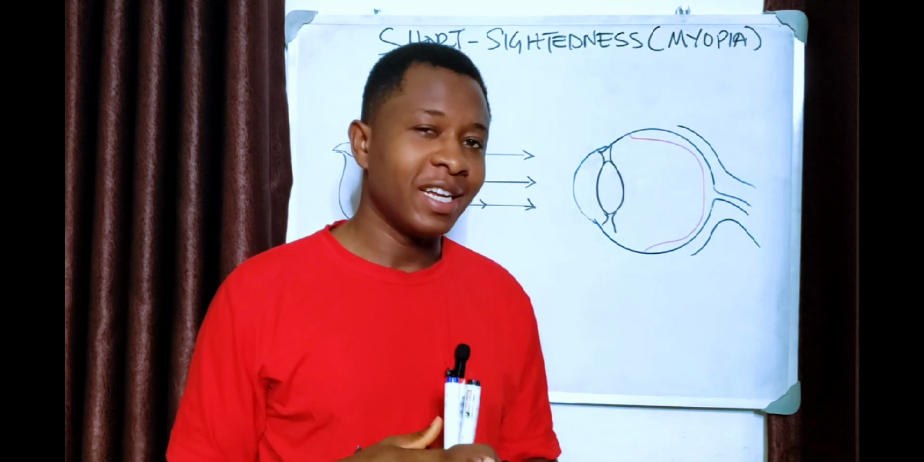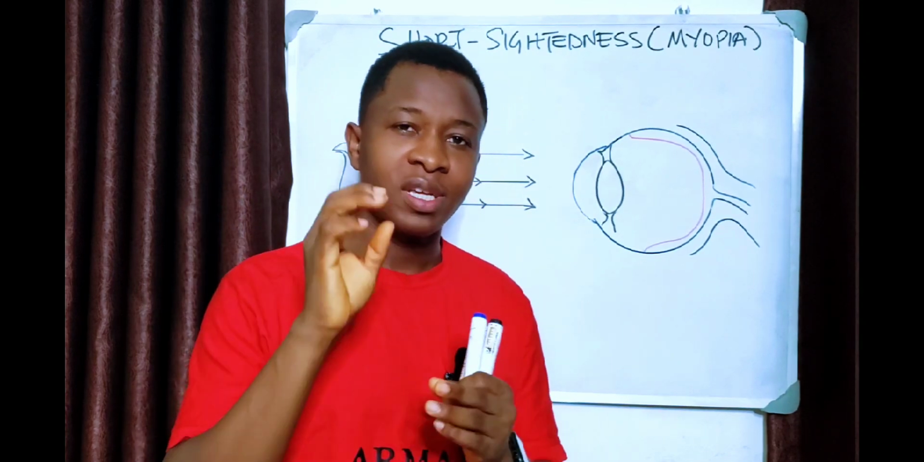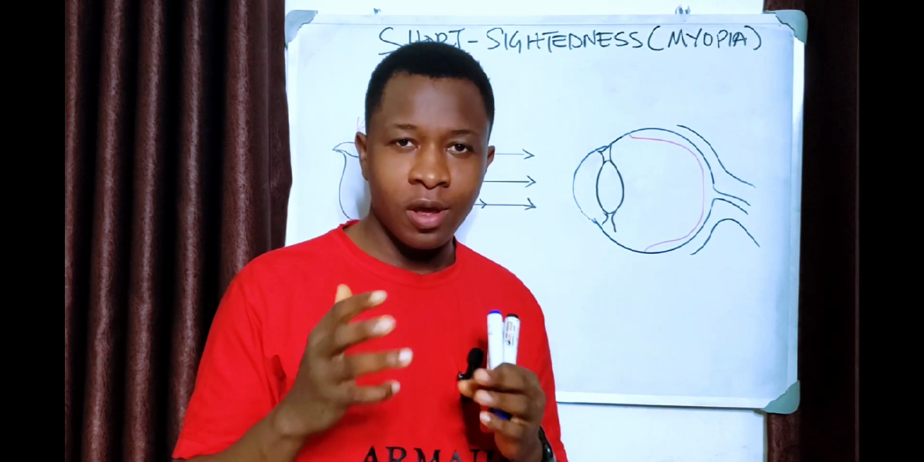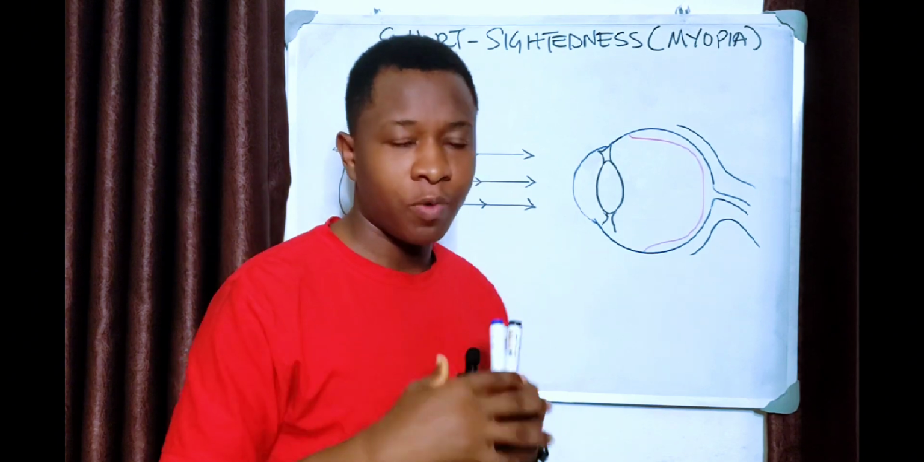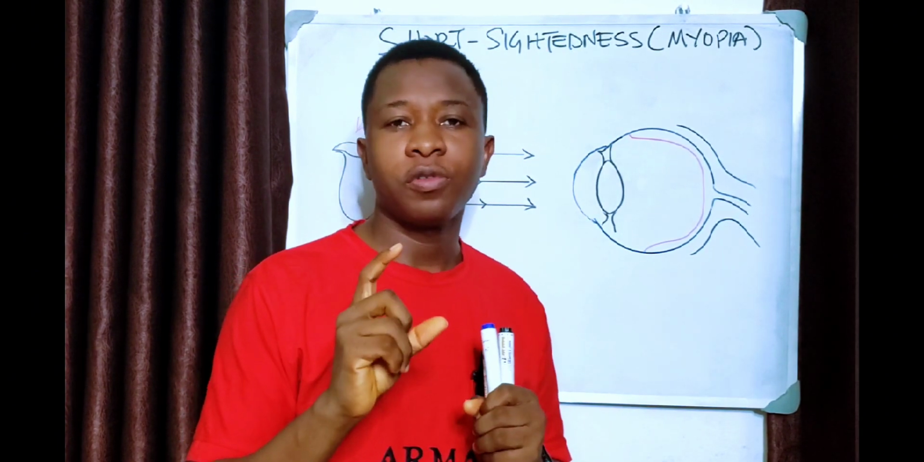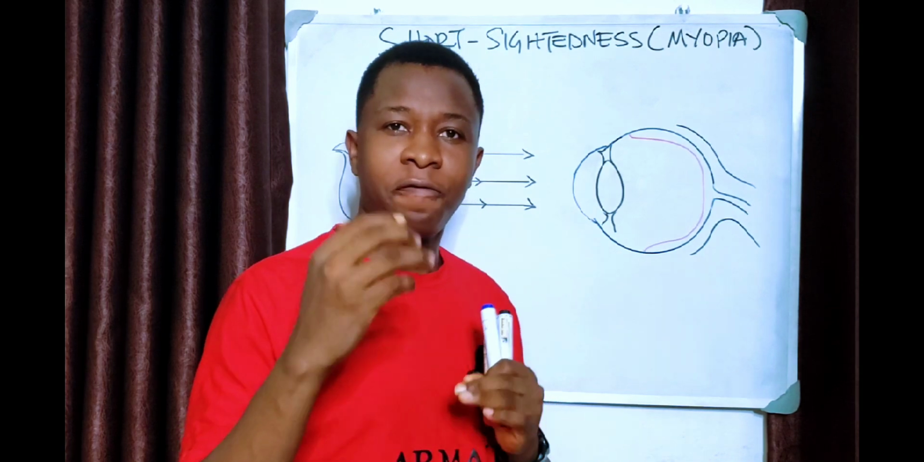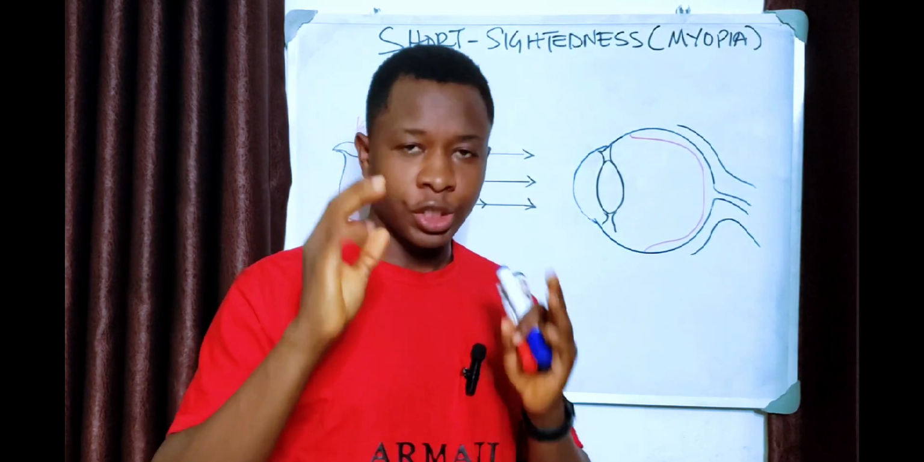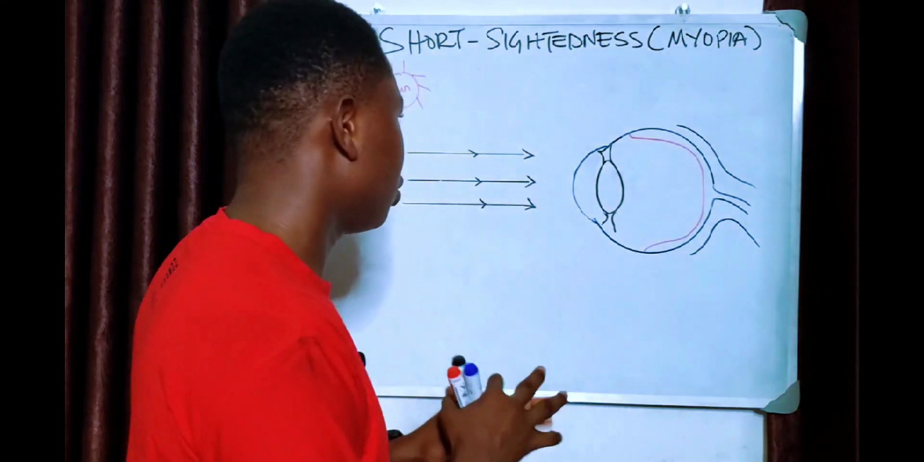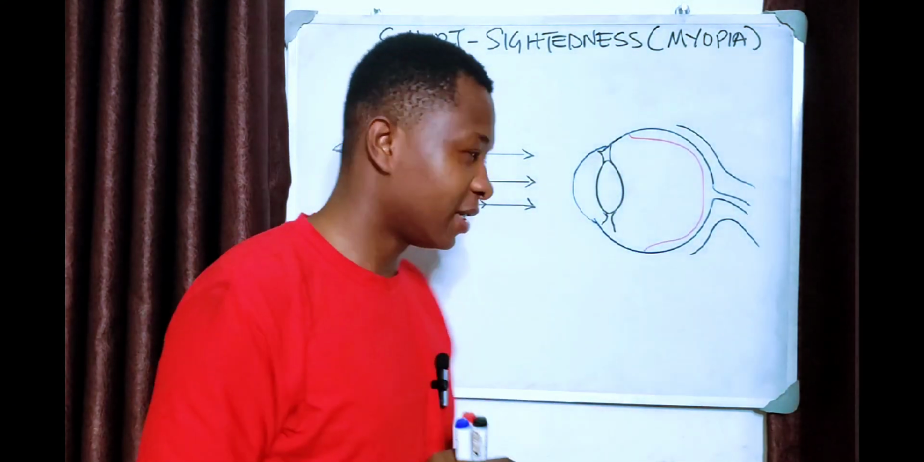Short-sightedness is not a disease but a condition in which a person finds it difficult to see objects that are further away from them. So if you find it difficult to see objects that are far, that means you are short-sighted. Let's take a look at what happens to people that are short-sighted.